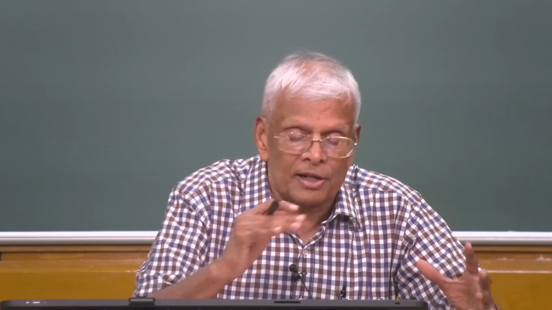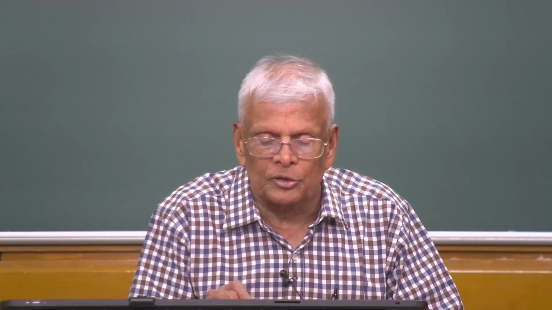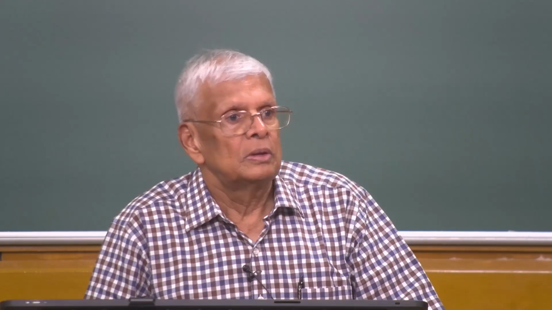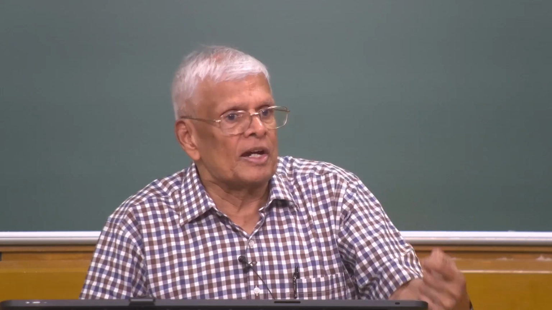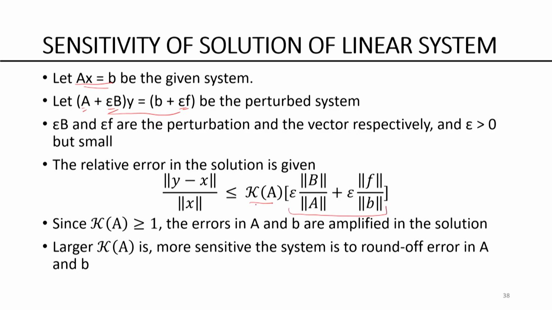So what is the relative error in the solution? The norm of the difference between y and x, where x is the true solution, true but unknown, and y is the computable solution. The norm of the difference divided by the true solution, it can be shown, is less than or equal to kappa A times epsilon. What is kappa A? Condition number. So what is this? The ratio of the norm of the perturbation to the original. Epsilon is a constant value. Epsilon is small. So even though this quantity can be small, it can get amplified by the condition number.